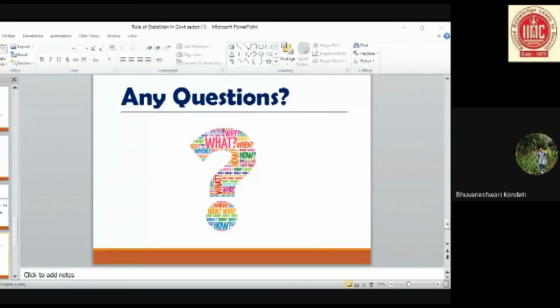For commerce students, the same authors have written Fundamentals of Statistics by S.C. Gupta and V.K. Kapoor. That is also a very good book. That is meant only for commerce students, and MBA and M.Com students, which covers the entire syllabus.